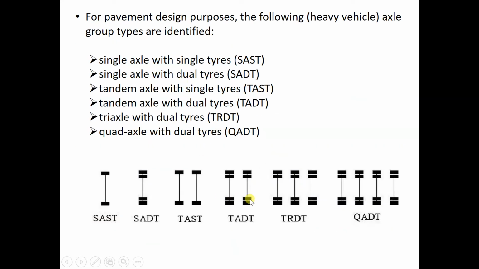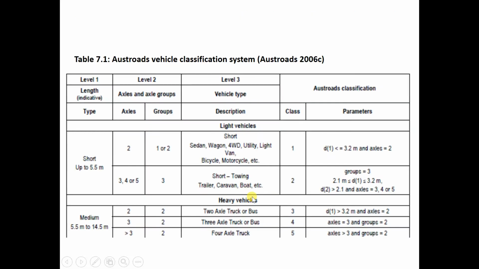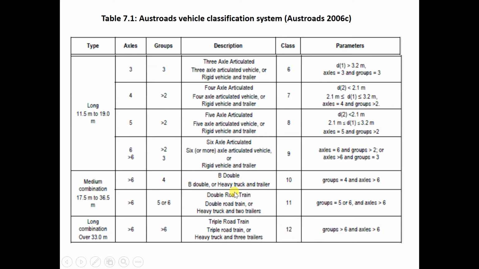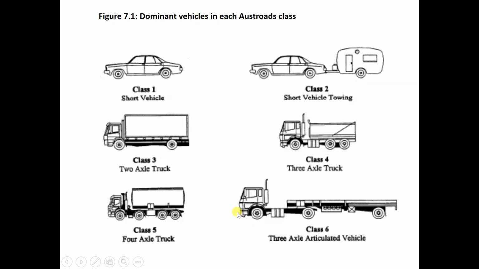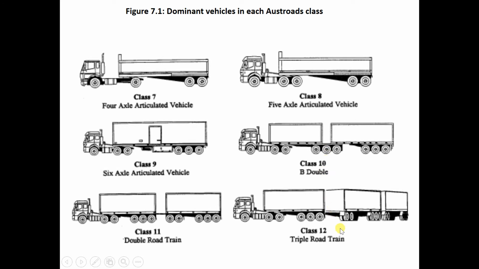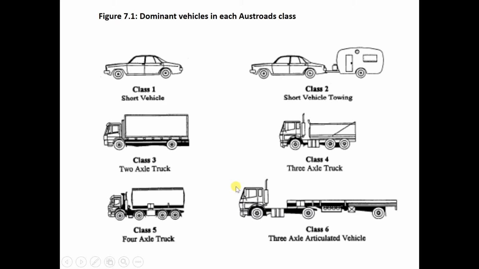Okay, so these are the various axle groups, and these talk about the axle group, and then the vehicle types and parameters. I think you can look at that, and then on the picture, what are the various classes of vehicles based on the OSROD, class 1, 2, 3 until class 12. Okay, so these are various classes of vehicles. Normally the heavy vehicles start from, I think, class 3. Class 3 is a heavy vehicle.